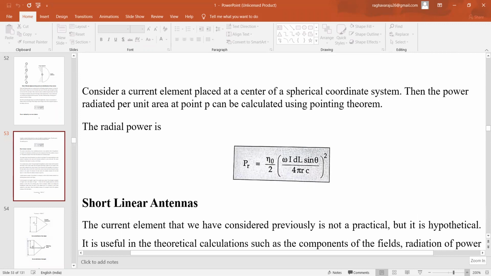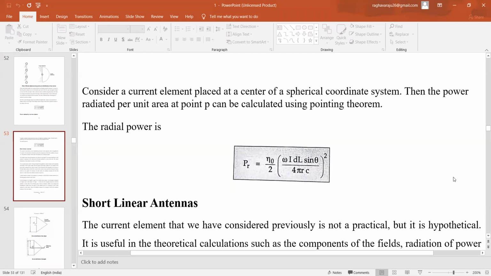So consider a current element placed at the center of the spherical coordinate system. Then the power radiated per unit area at a point P is calculated using the Poynting vector.